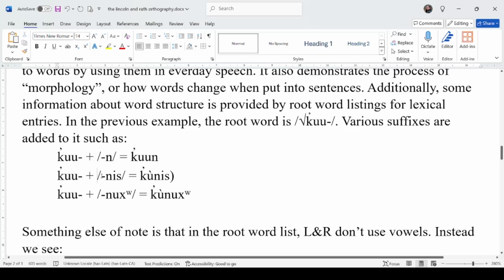Q plus the suffix nis gives us Kyunis. I'm not sure why there's a bracket there, so I'll get rid of that. And then Q plus nuch means Kyunuch. So you have your root word, and you add a suffix, and you have a new word. That's one of the great things about the Isla language, is you're taking root words. The beginning of the word can stay the same, but when you change the ending, you change the overall meaning of that new word that you've created.